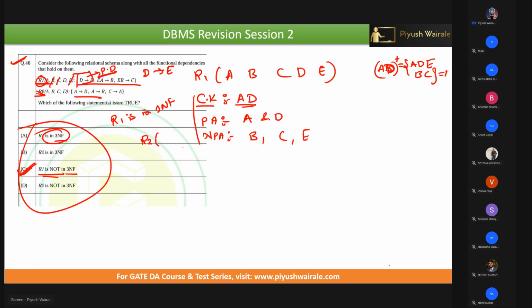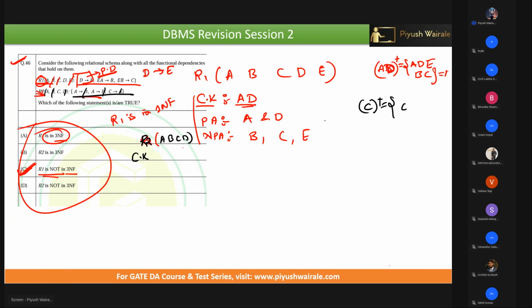What about R2? Now tell me directly about R2. What's the key here for R2? A, B, C, D. What's the candidate key for R2? Here we have the FDs. C has to be the key. D, B, A, C is not present. So we have to check whether C is a candidate key or not. So let's check for C.